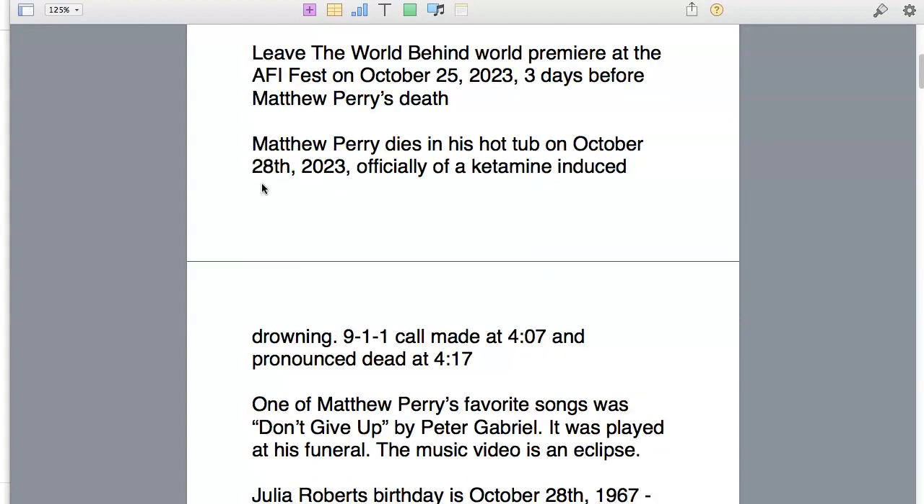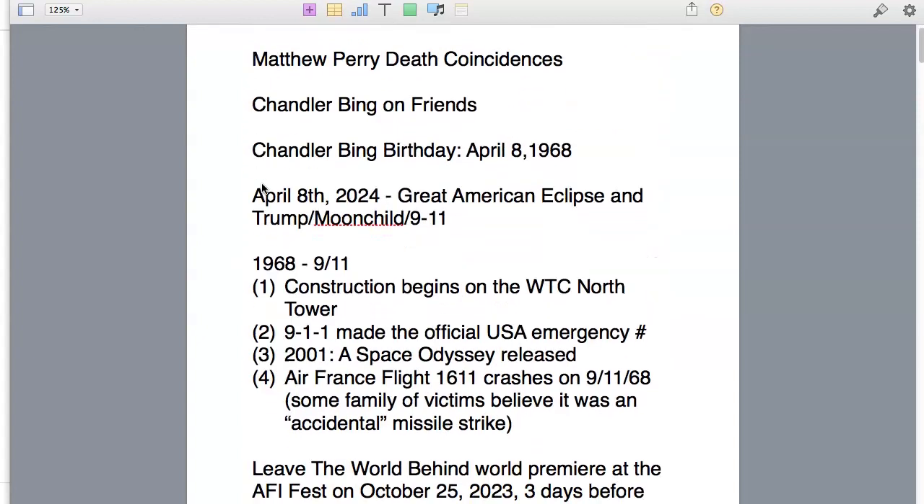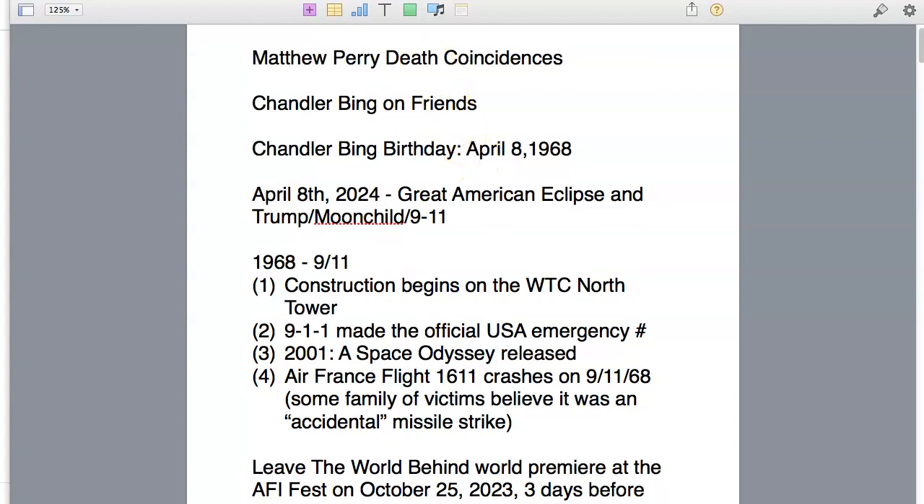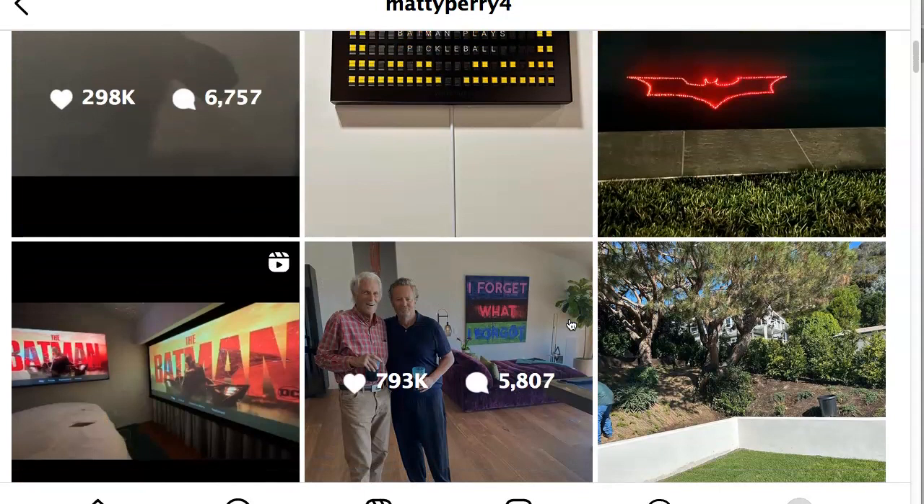Also remembering that he died on Julia Roberts' birthday, who was in Leave the World Behind, which premiered 3 days before he died and featured Friends in the plot. Julia Roberts was in an episode of Friends with the title The One After the Super Bowl, which of course this eclipse will be the one after the Super Bowl. The total solar eclipse that is so rare it won't be seen for, I can't even remember how long after this, a long time. And then they played Don't Give Up at his funeral, which has a music video featuring an eclipse.